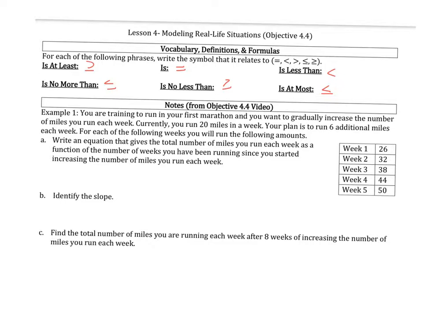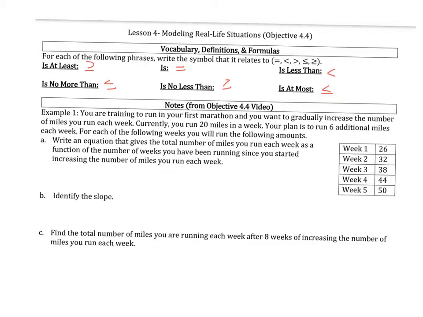So example 1, you're training to run in your first marathon and you want to gradually increase the number of miles you run each week. Currently, you run 20 miles in a week. Your plan is to run 6 additional miles each week. Write an equation that gives the total number of miles you run each week as a function of the number of weeks you have been running since you started increasing the number of miles you run each week.